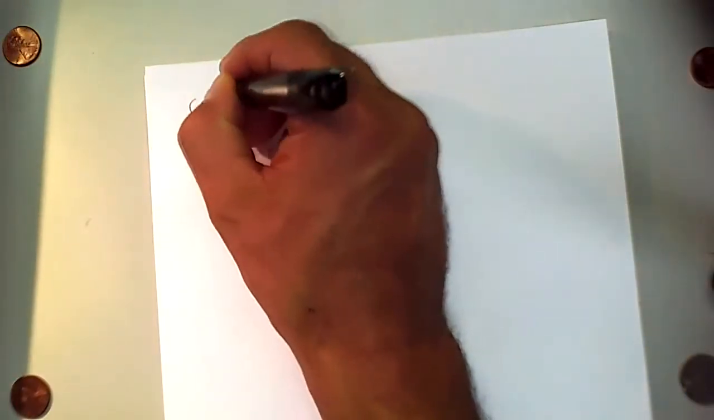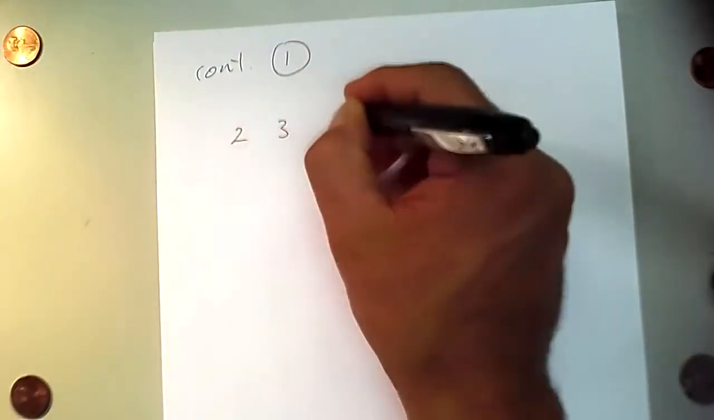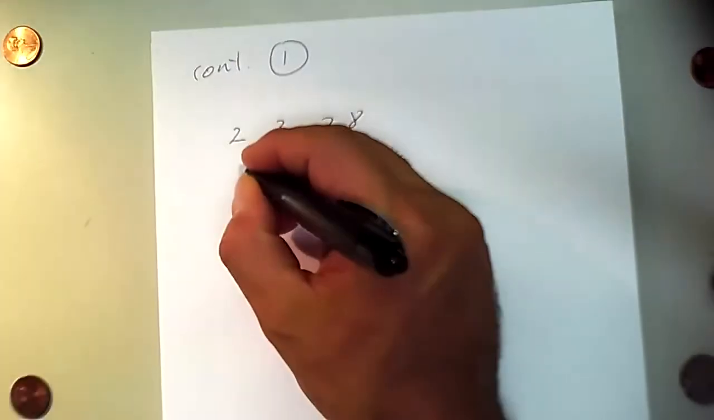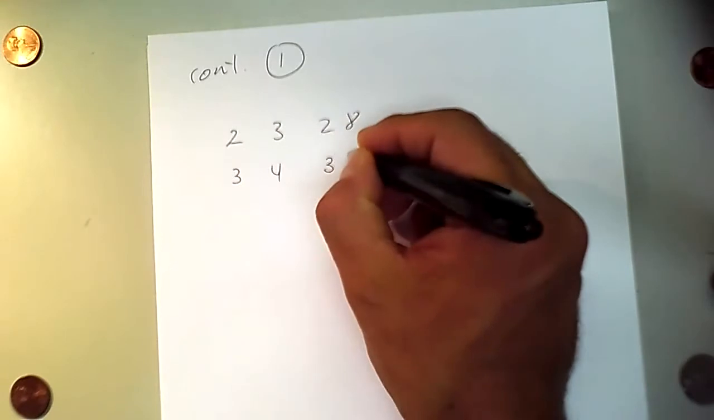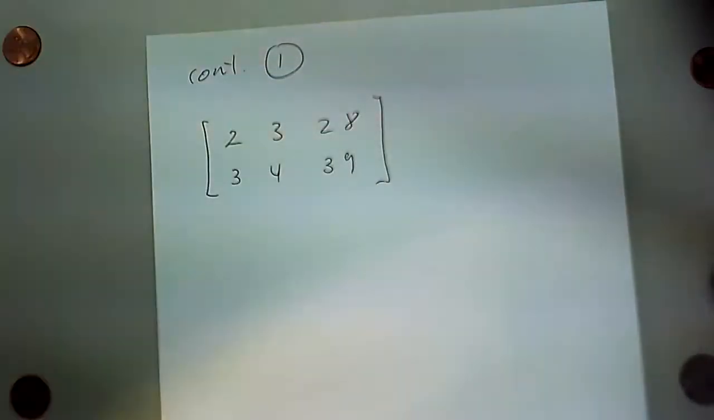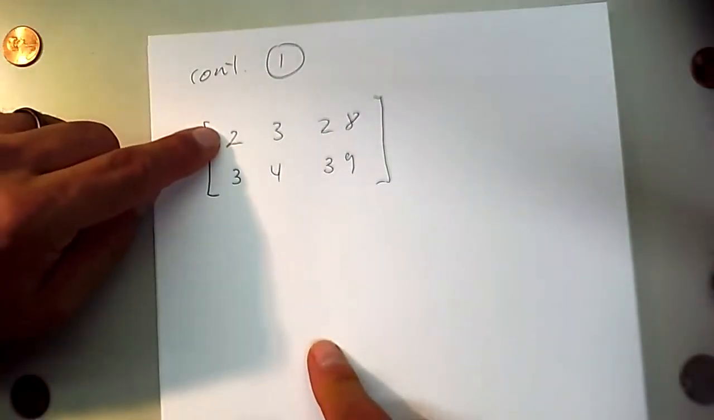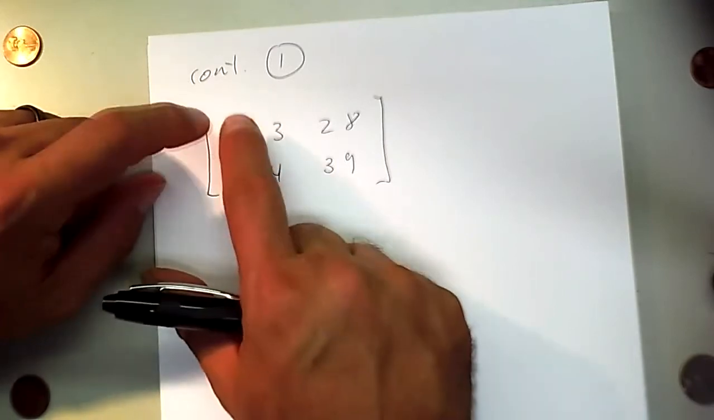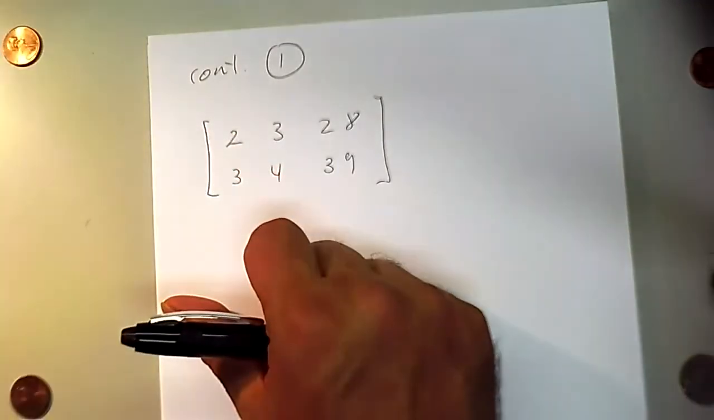But let's practice so we understand what we mean by all of this. So we're going to continue example 1 still. We have the augmented matrix 2, 3, 28, and 3, 4, 39. And our first goal is to have this as a 1 and this as a 0 and that as a 1. So that is the main thing. We want to have 1, 1.